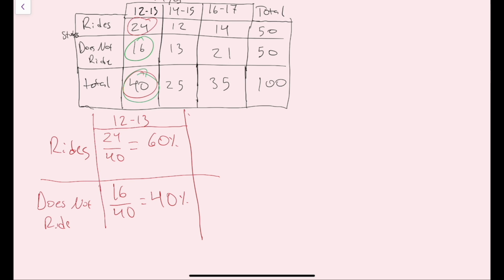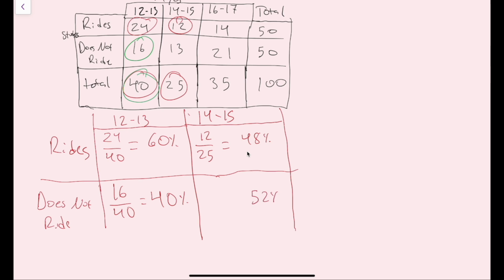Now I'm going to do the 14 to 15. So same thing. For students who ride the bus, I'm going to do 12 out of my total, which is 25. Since my denominator is 25, if I do 25 times 4, I get to 100. Once again, percent means out of 100. So if I multiply 12 by 4, I get 48. So this is going to be 48% of students will ride the bus from ages 14 to 15, which means if I just do 100% minus that, I get 52%.